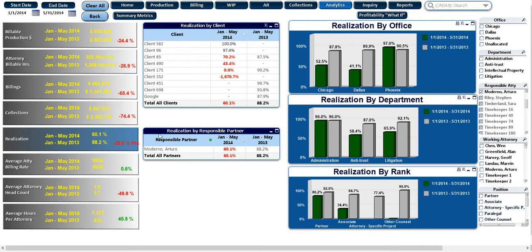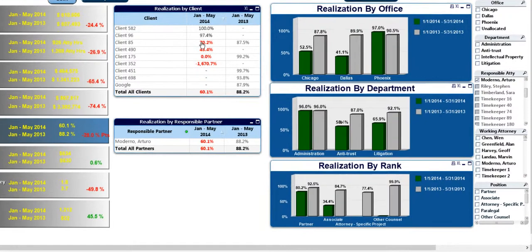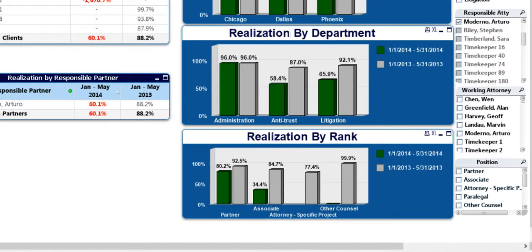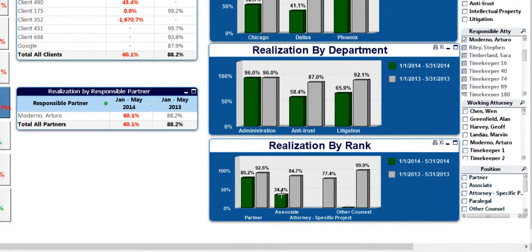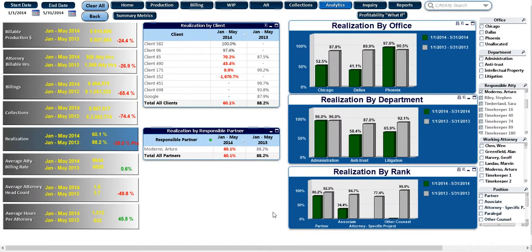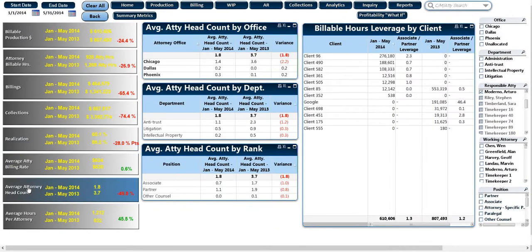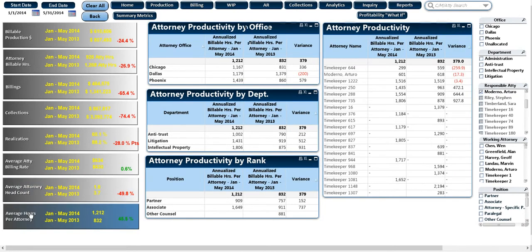Digging even deeper, it's clear that with associate realization at only 34%, most associate time is obviously being written off. Given that, perhaps it's good that he uses associates so sparingly, as indicated by the very low leverage that you can see in this view. With respect to attorney productivity, it's also clear that this partner's own billable hours are not anywhere near where they should be.